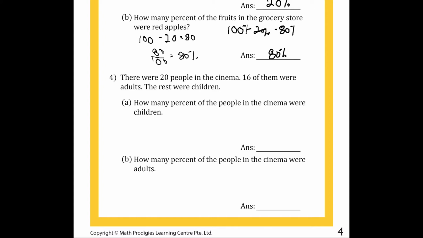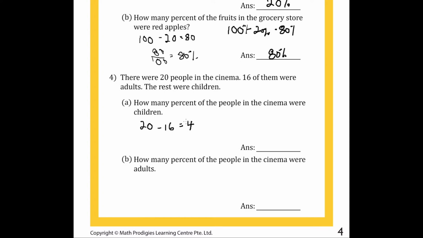Okay, so first of all, let's find out how many children there were, right? 16 were adults, 20 people in the cinema. So 20 minus 16, right? Let's take a second. 20 minus 16. What is 20 minus 16? The answer is 4. Right? So it's 4 children. Is that the answer?